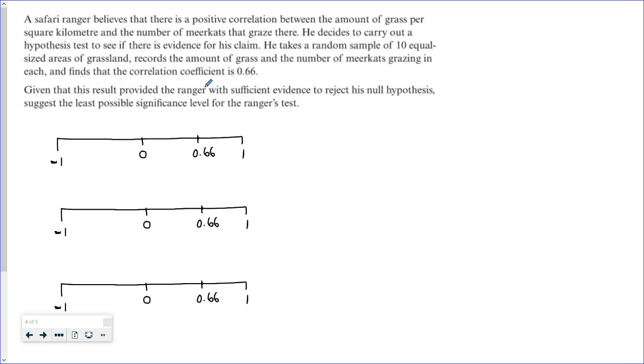So this is question 7 on exercise 1C. And it's a nice question because it really tests your understanding of what the critical region is for testing for a positive correlation. So our alternative hypothesis is that there's a positive correlation. So H0 would be that the population correlation coefficient is 0, like it always is, and our alternative would be that the population correlation coefficient is greater than 0.